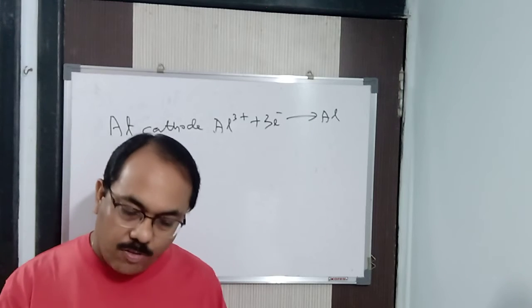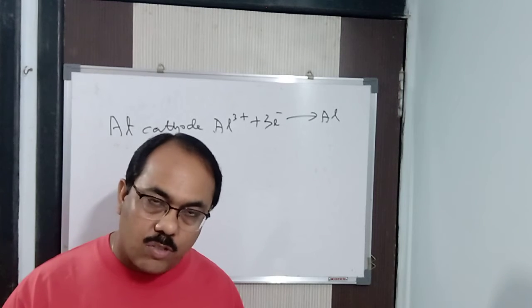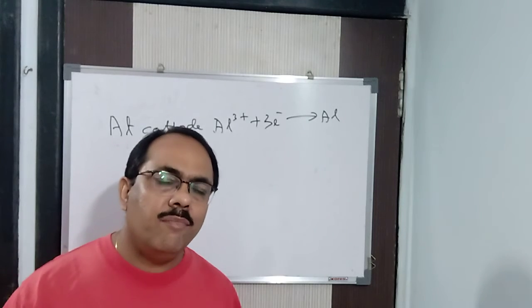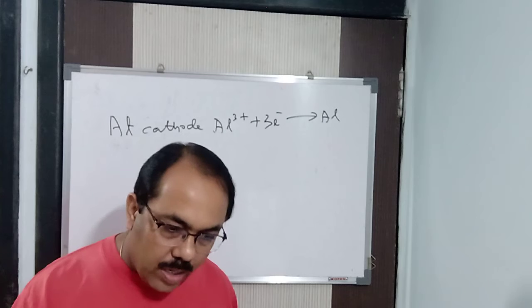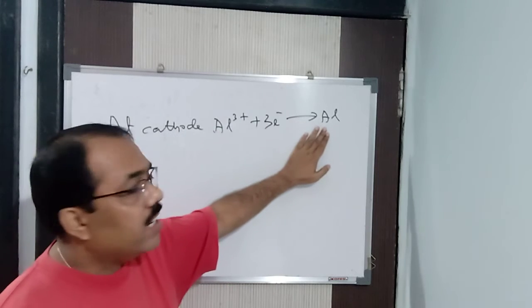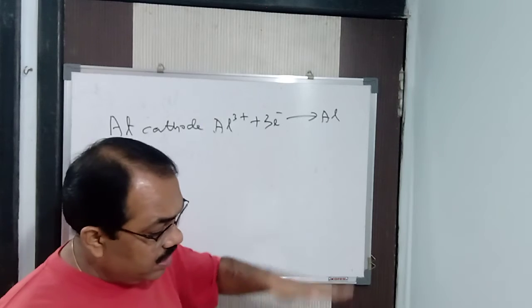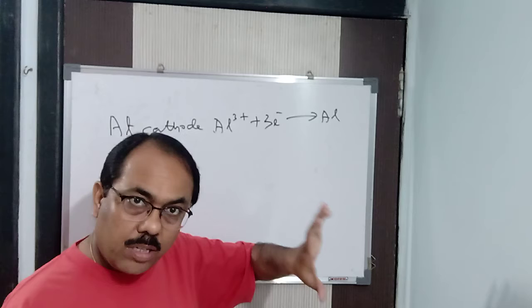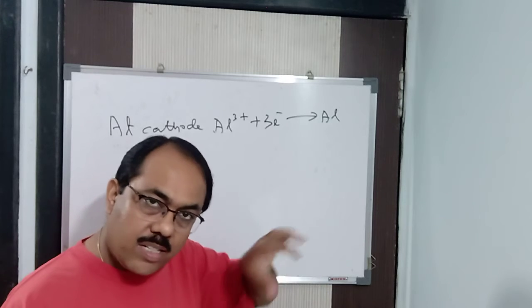Clear? Understood? Of course, at the upper layer, pure aluminium is there, no doubt. That acts as a cathode. The middle layer and the lower layer contain the impure aluminium. It goes and gets collected at the cathode. So the cathode layer becomes thicker and thicker with the pure aluminium. Got it? Because the impure layer is at the bottom.